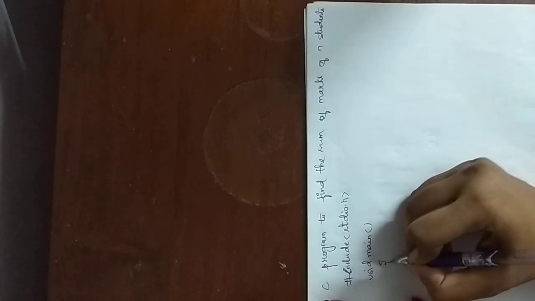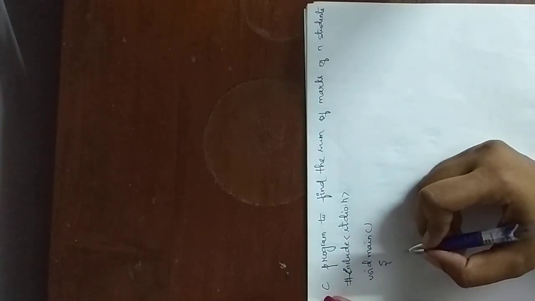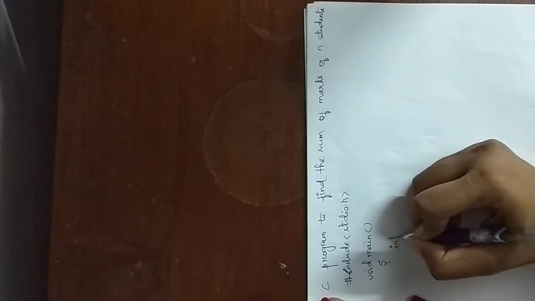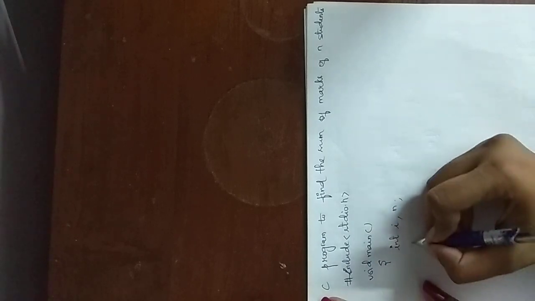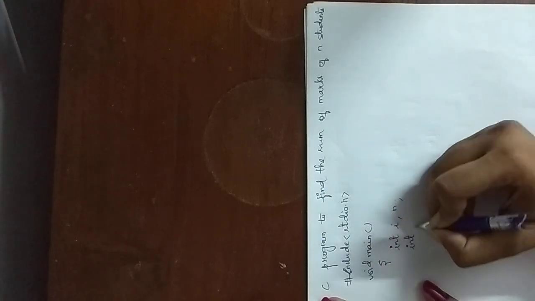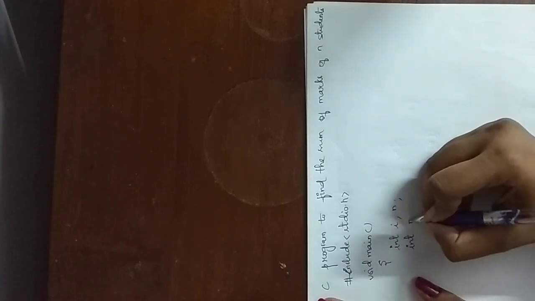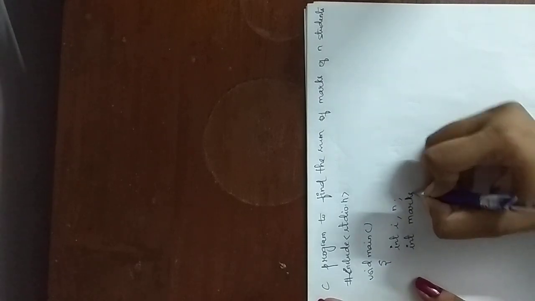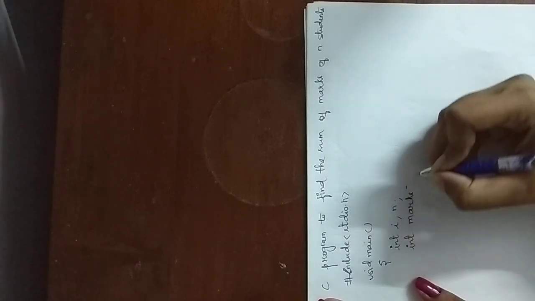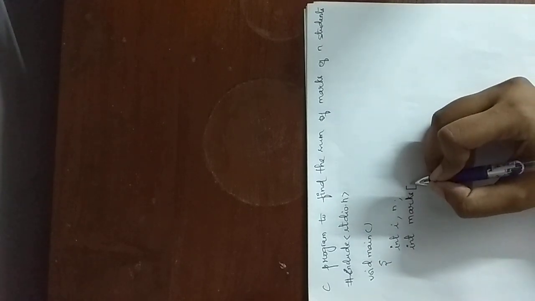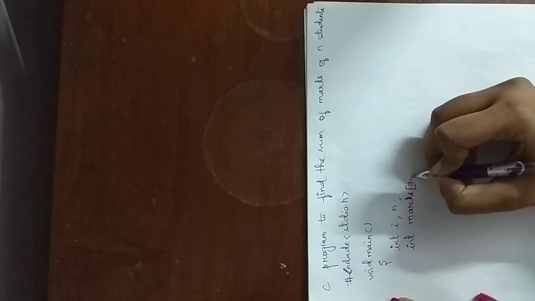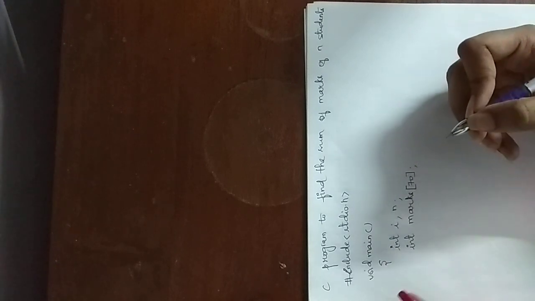We start the body of the main. Say we have a variable, say i, then say n. Let's declare an array, say marks, and let's put the size of the array as 70, assuming that there are 70 students in the given class.